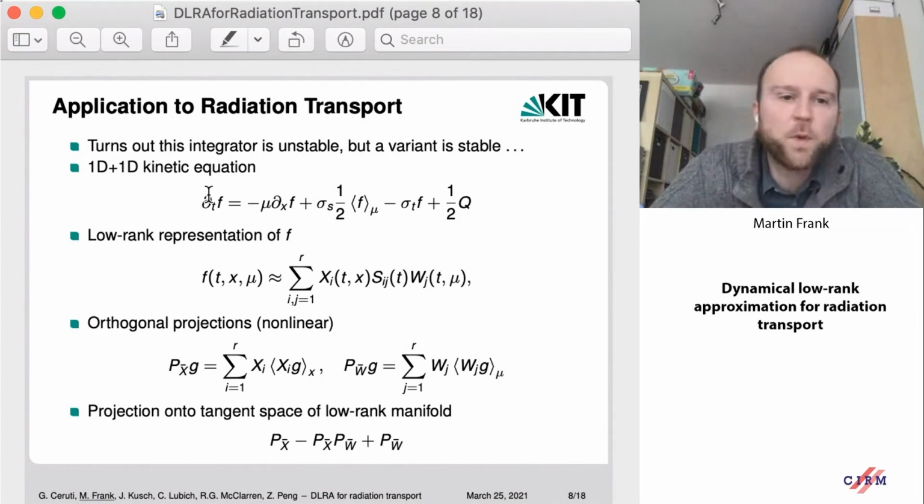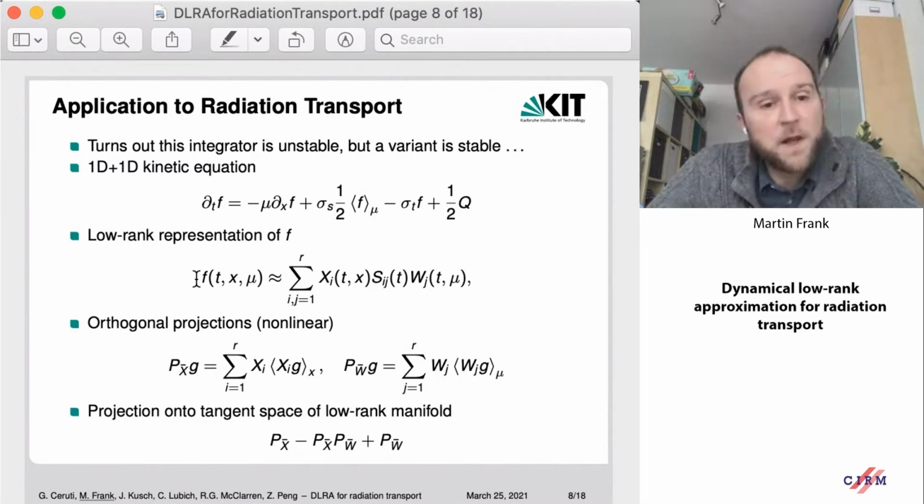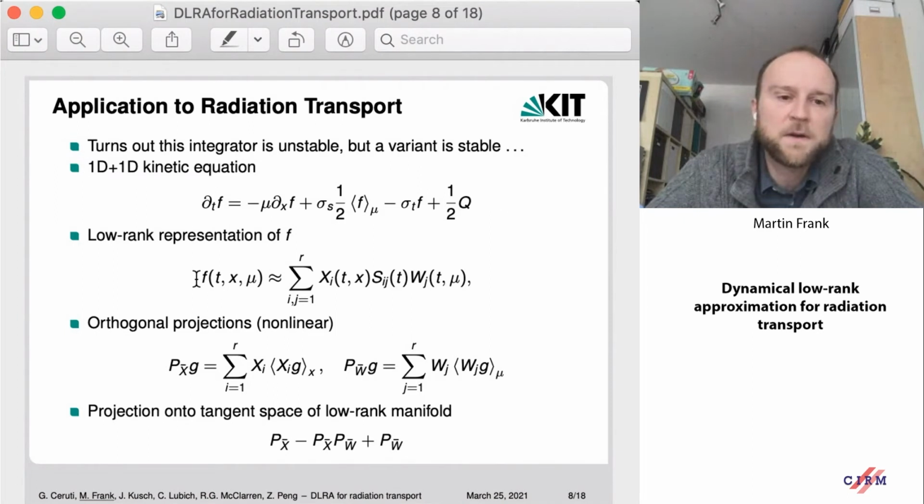So here's again our 1D plus 1D kinetic equation. Now coming back to that, I make just an abstract low rank representation of F, and it's abstract on function spaces, mind you. So there is no discretization here. Low rank, or dynamical low rank, is actually something that works on the continuous level in the first place.